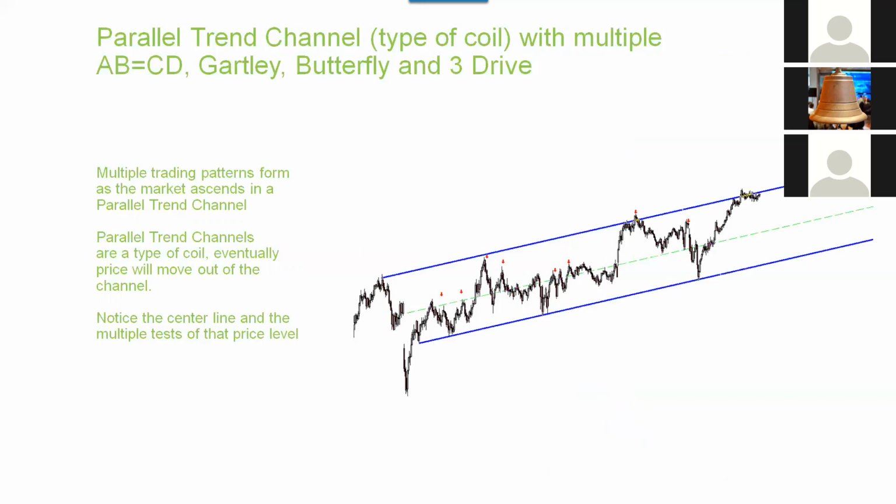So notice that we have trends within these parallel channels. We have uptrends and we have downtrends. We have a sideways range, uptrend, downtrend. And that's just part of this process. Eventually, price is going to come out of this channel. Now, they can stay in these types of formations for a long time or a short period of time. But again, look at the center line here. Look at how the price keeps coming back to that center line and testing it. So again, it's important to identify where that center line is.